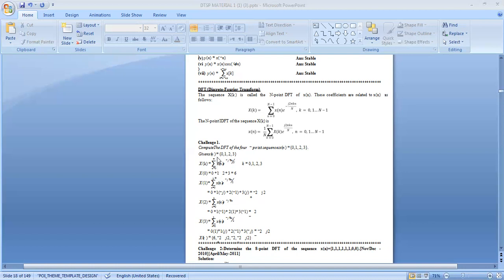What is x of 0? It is given over here. The value is 0. x of 1 is 1. x of 2 is 2. x of 3 is 3. So 0 plus 1 plus 2 plus 3 is equal to 6. So the value of X of 0 is equal to 6. Next we will proceed to X of 1. What is X of 1?